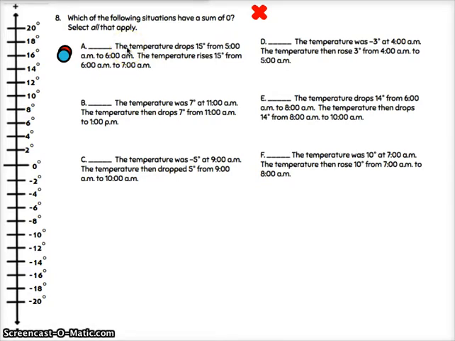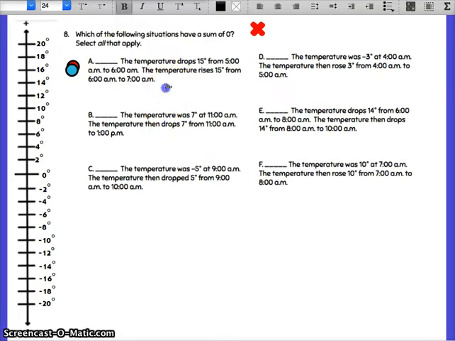It just says the temperature drops 15 degrees from 5 a.m. to 6 a.m. and then the temperature rises from 6 a.m. to 7 a.m. So think about it. If you add those two things together, that's like saying that if the temperature drops 15 degrees, that's negative 15. And then if the temperature rises 15 degrees, that's positive or plus 15.